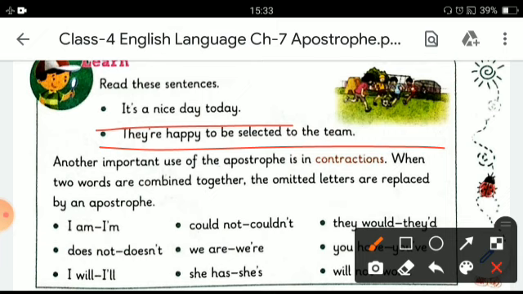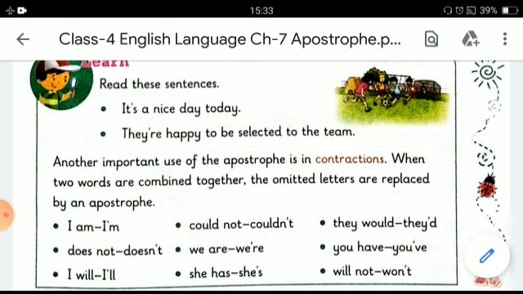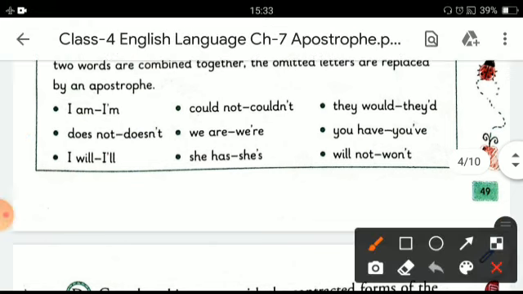They are. Here the two words are contracted, they and are, and they have been combined together. The omitted letters are replaced by using the apostrophe sign. And some more examples you can read. Like, I am, by contracting, it can be written as I'm.